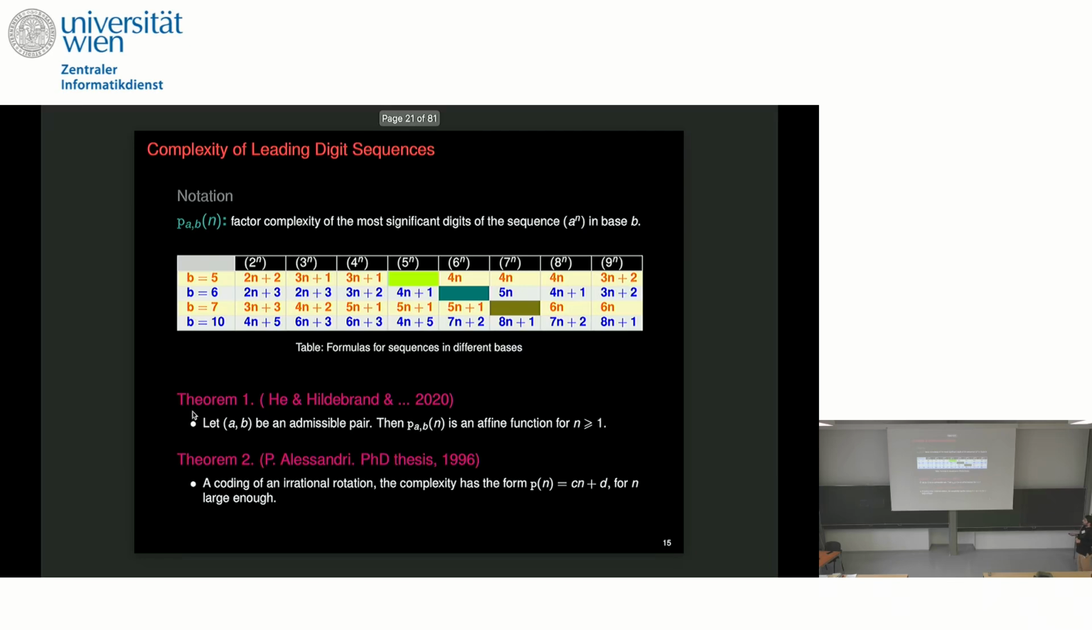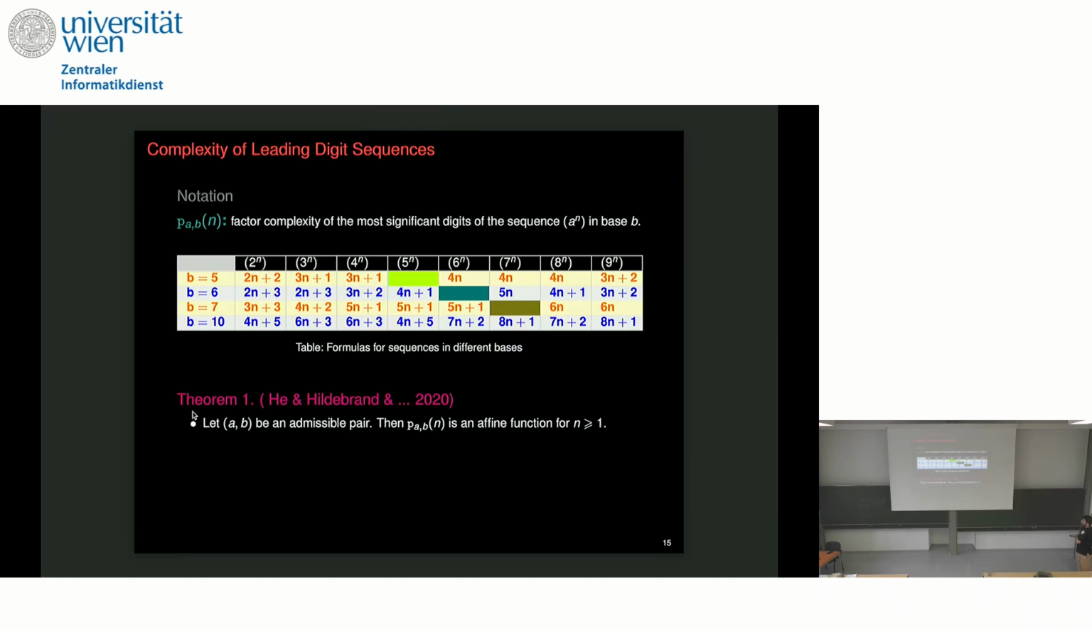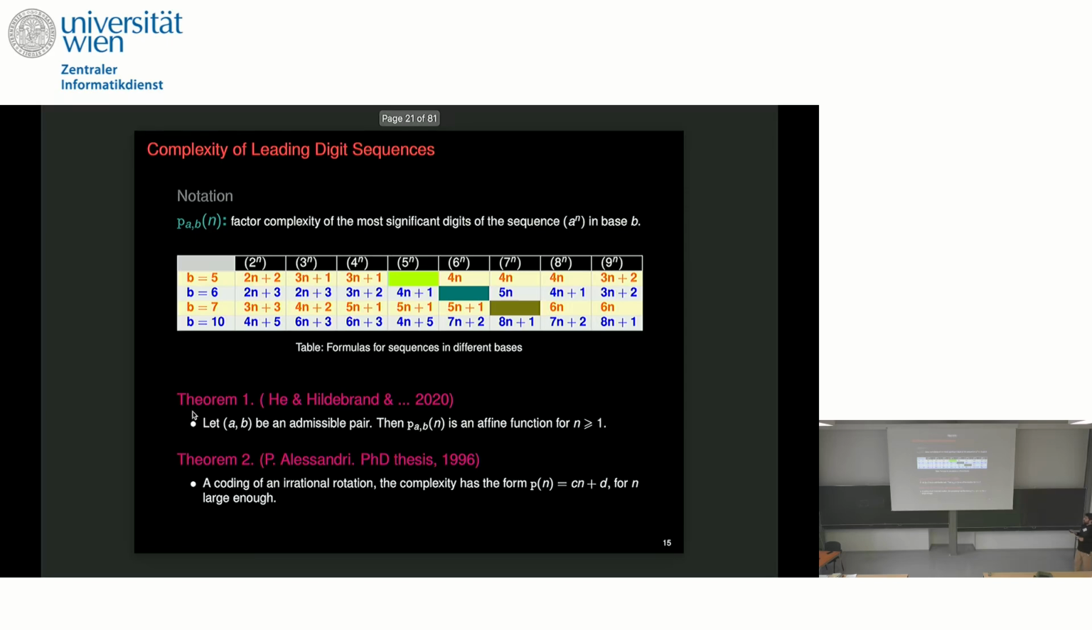Okay, and it's a theorem, but some people from the US say that when A and B are an admissible pair, this factor complexity, for all n, should be an affine function. They prove it by rotation over the circle. Alessandri, who was a PhD student in Marseille, proved that if we have a coding of a rational rotation, the factor complexity would be affine for large enough n.